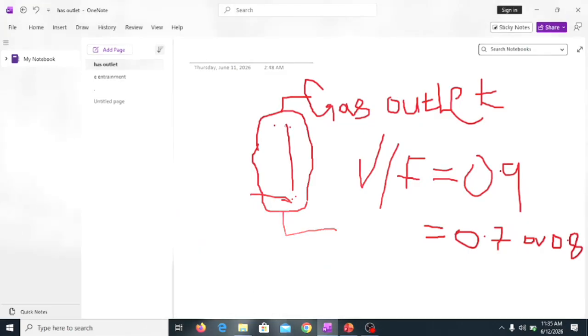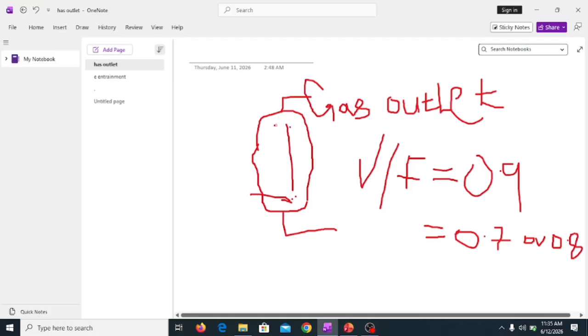So why does the vertical separator prevent re-entrainment? It's because the distance between the gas and the liquid is large. The distance is large, so it will take a longer time for the gas to trap the liquid. That's the reason why it prevents re-entrainment. In a horizontal separator, it can easily be re-entrained; the gas can easily trap the liquid.